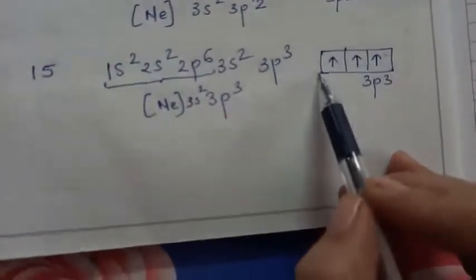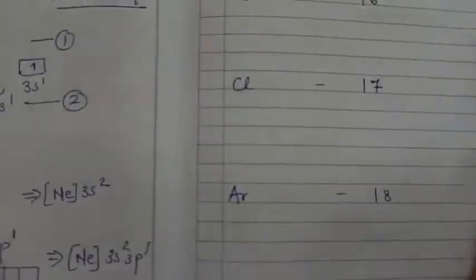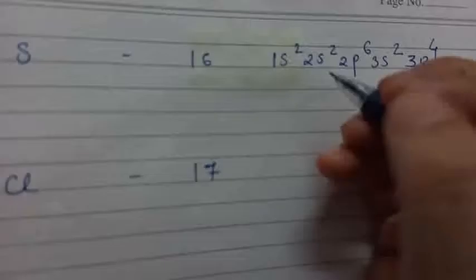So before 3p3, the others will be drawn as drawn in the above example. Now atomic number 16 is for sulfur. So the configuration will be 1s2 2s2 2p6. Till here there are 10 electrons. Then 3s2, 12. What is left? 4 electrons. So all 4 will go in 3p, and we will write 3p4.